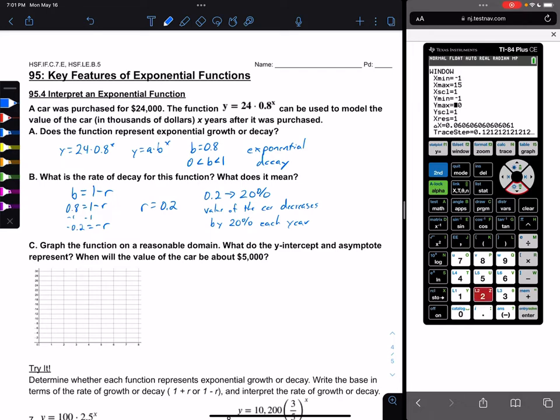So I'm just going to say 25, and I'll go with that. The y scale, I'm going to go up by 2's, just so there's a little more space. And now if I hit graph, I get a much better representation of what's going on here. Okay, so graph the function of reasonable domain.